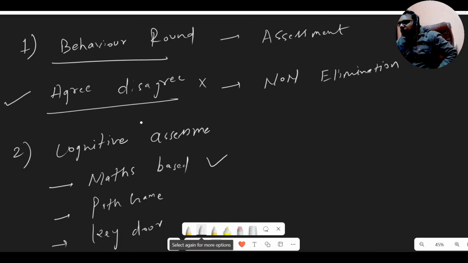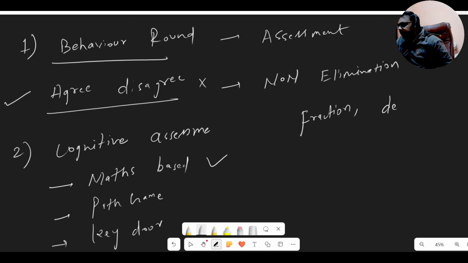Now the main part is that in this you will be getting fraction questions as well. You will be getting decimal questions as well, and you can get multiple calculations as well. That's why it can be a little bit difficult for some students.